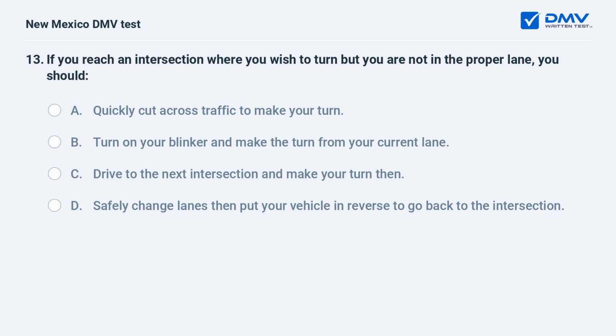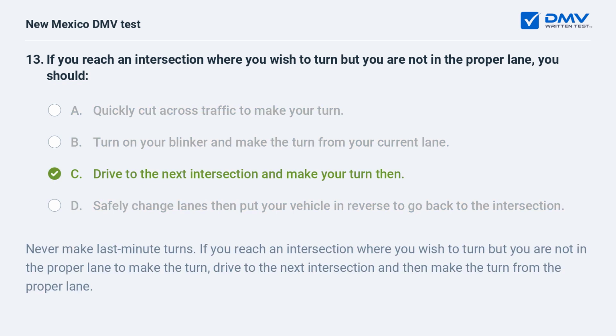If you reach an intersection where you wish to turn, but you are not in the proper lane, you should A. Quickly cut across traffic to make your turn. B. Turn on your blinker and make the turn from your current lane. C. Drive to the next intersection and make your turn then. D. Safely change lanes, then put your vehicle in reverse to go back to the intersection. C. Drive to the next intersection and make your turn then. Never make last-minute turns. If you reach an intersection where you wish to turn, but you are not in the proper lane to make the turn, drive to the next intersection and then make the turn from the proper lane.